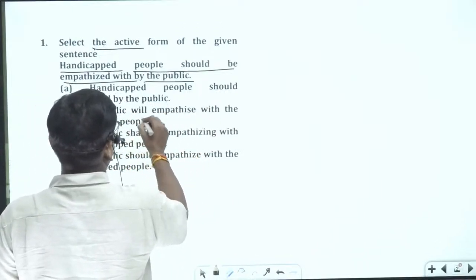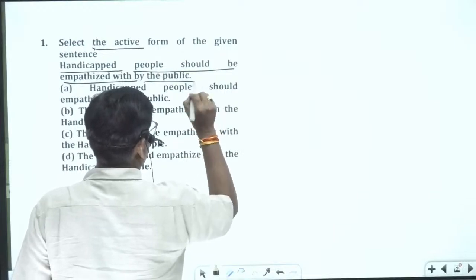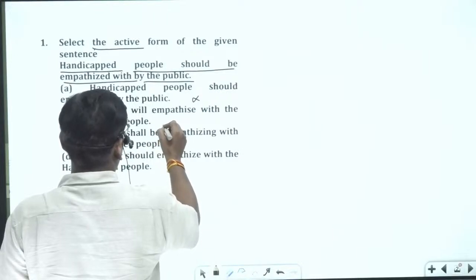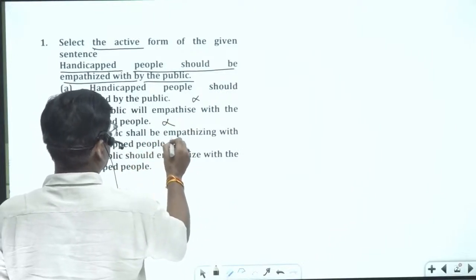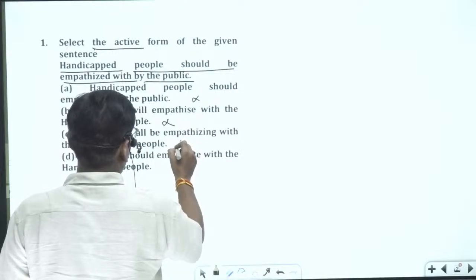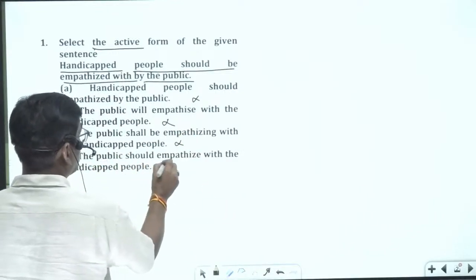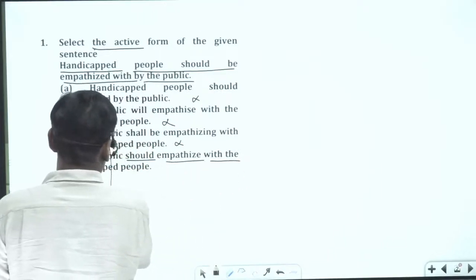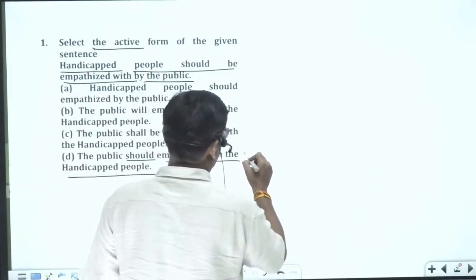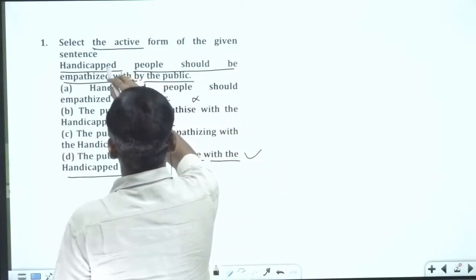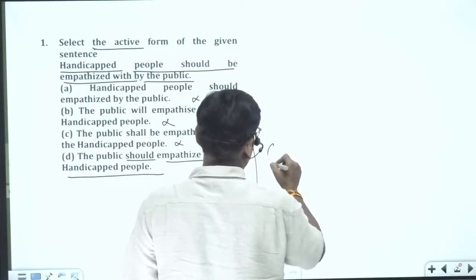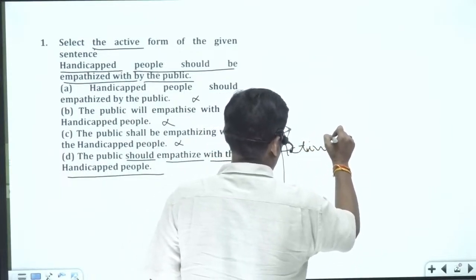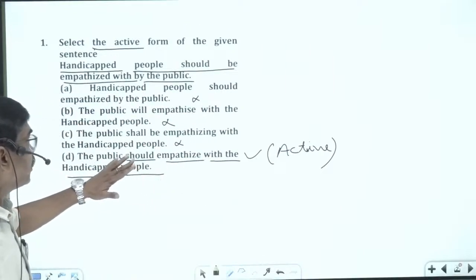Handicapped people should be empathized by the public, not the answer. The public will empathize with the handicapped people, wrong answer. The public shall be empathized with the handicapped people, wrong answer. The public should empathize with the handicapped people. And this is the correct answer because what is the question? Select the active form. So this is active. So that's very important to learn.